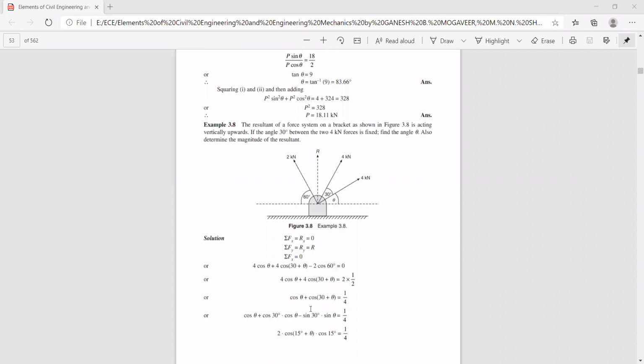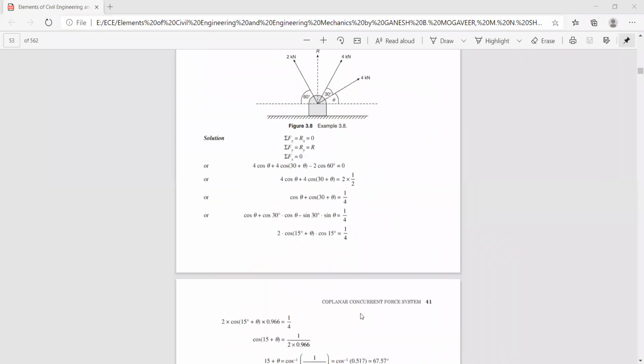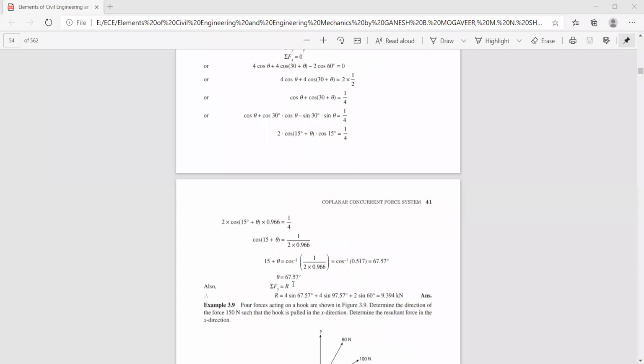So you have to use the cos(A + B) formula, that is cos A cos B minus sin A sin B. Thereby, on simplification, we get the value of theta as 67.57 degrees. So now sigma f of y should be equal to the value of the resultant.